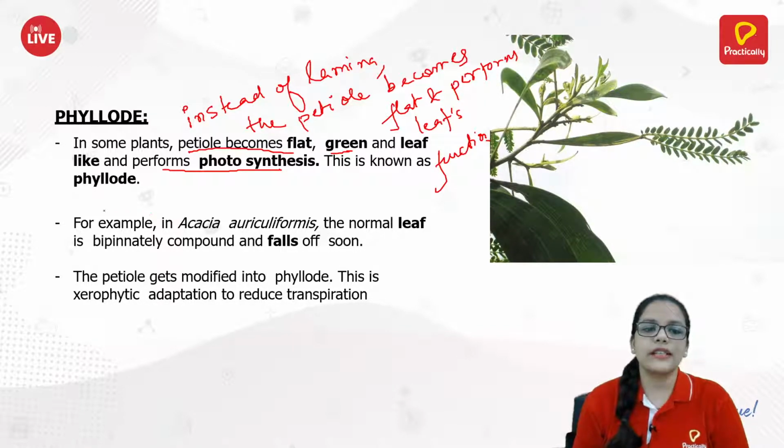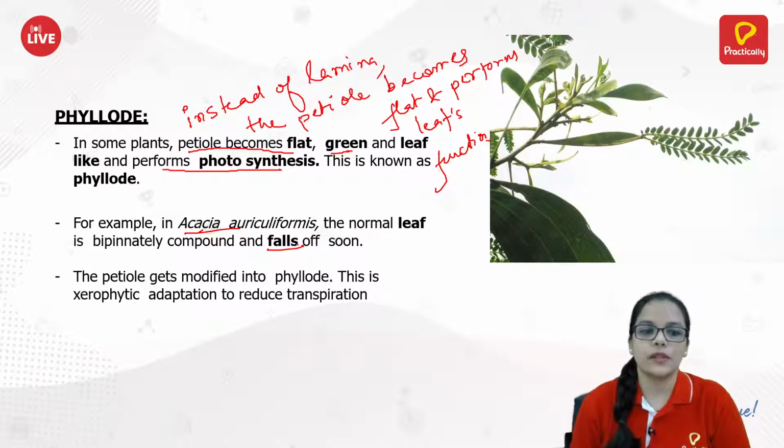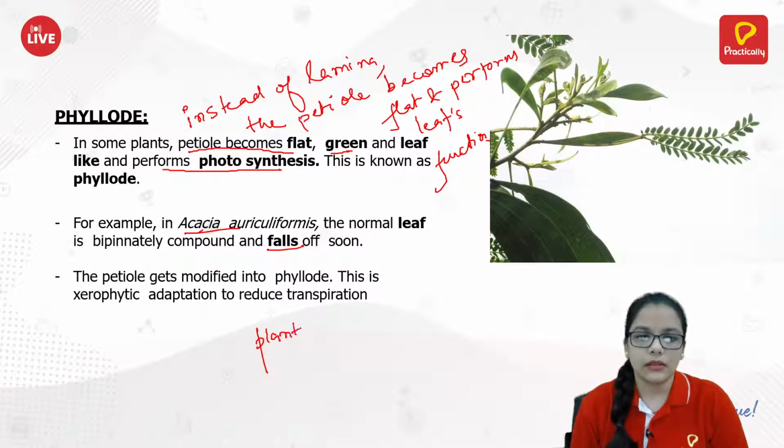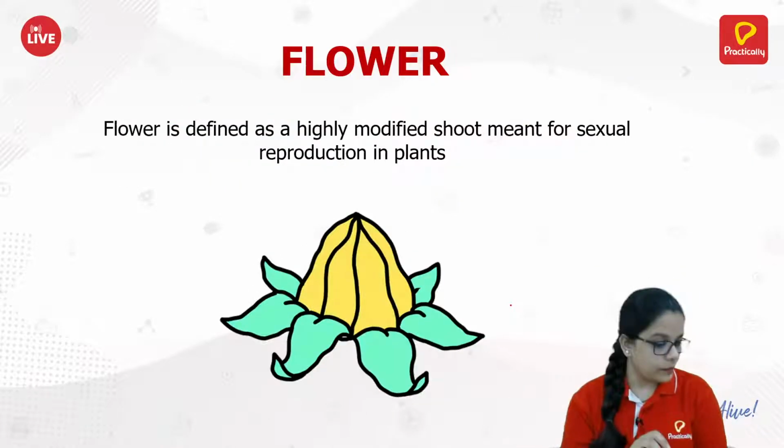Okay, so for example, acacia. The normal leaf is bipinnately compound and falls off. Because the leaf is falling off, the petiole instead performs photosynthesis. Mostly this is found in plants living in extreme conditions, too hot, too cold, etc. Okay, that is a phyllode.